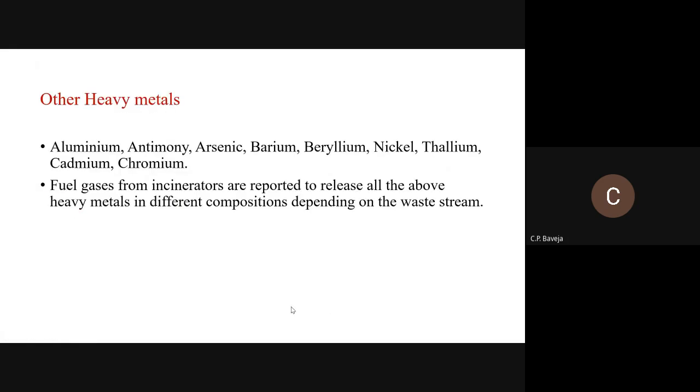Other heavy metals. Other heavy metals may be aluminum, antimony, arsenic, barium, beryllium, nickel, cadmium, chromium. Flue gases from incinerators are reported to release all the above heavy metals in different compositions depending on the waste stream. So even flue gases from the incinerator may contain these.